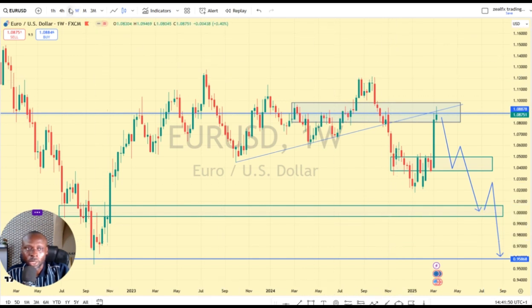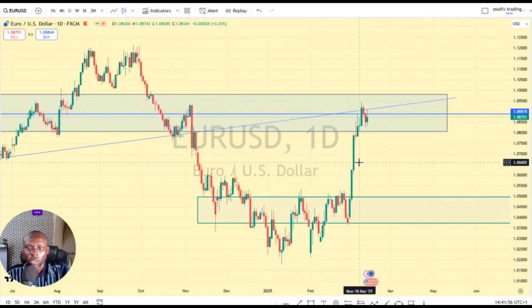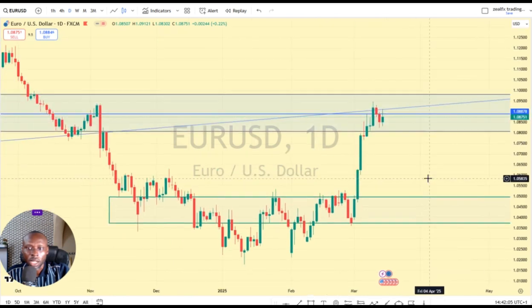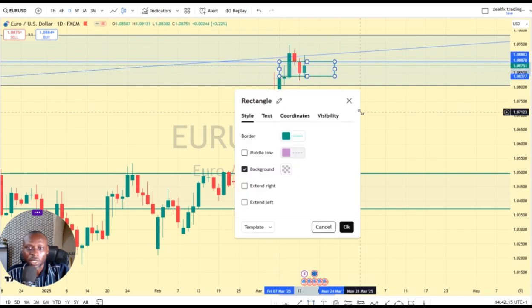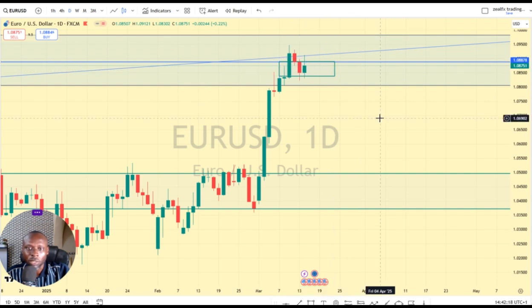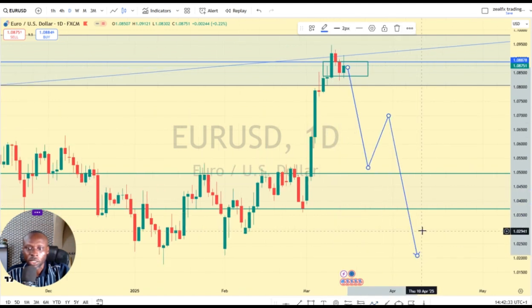So let's look at the daily chart of the Euro USD. On my daily chart, you can see that we also have price at a resistance level on the daily chart, and we also have price at this strong level here on the daily chart. So now we have price at this level, we expect price to drop from this level. So we expect Euro USD to drop from this level, then before we see a test, we see price pushing lower for the Euro USD.